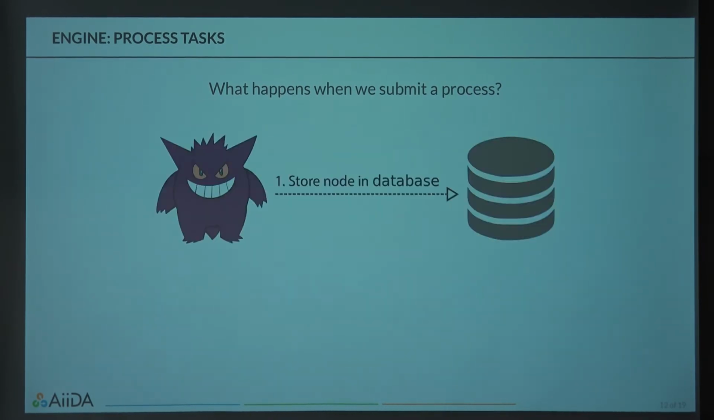All right. So I already mentioned this. What happens when we submit a process? We send this off to the daemon. So how does this actually work? I won't go into too many details, but I think it's important to have a little bit of a sense of what happens behind the scenes.